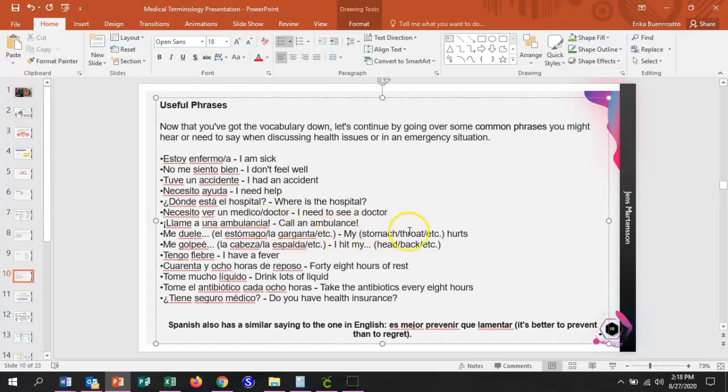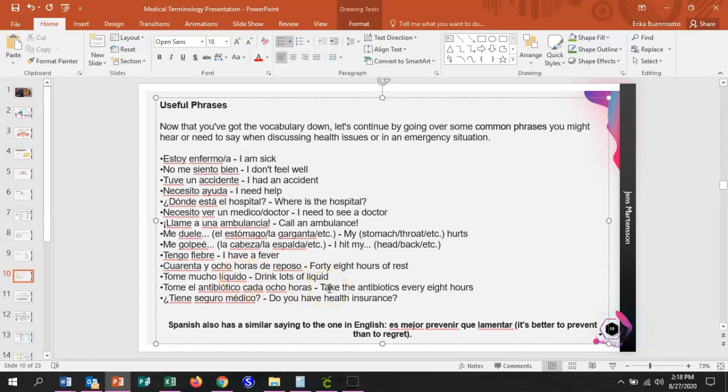My stomach, throat hurts. So me duele is the word that we're looking to teach you. Me duele. Because el estómago, la garganta is part of your vocabulary as well. I hit my head, my back: me golpeé, la cabeza, la espalda. I have fever is tengo fiebre. 48 hours of rest, 48 horas de reposo. And remember, we went over numbers, so this will change as you need to, but hours of rest is horas de reposo. Drink lots of liquid, tome mucho líquido.